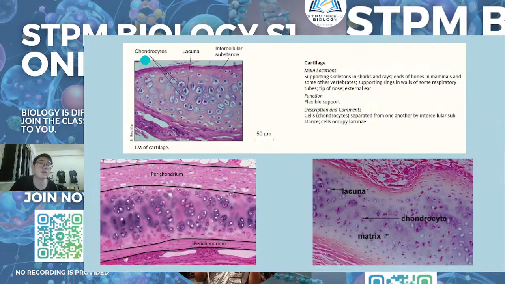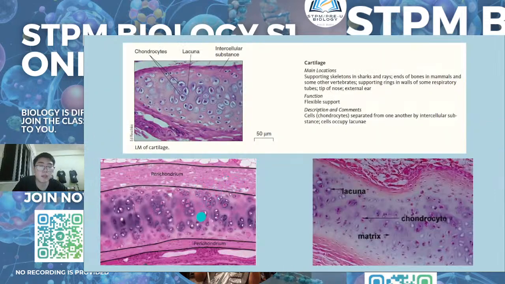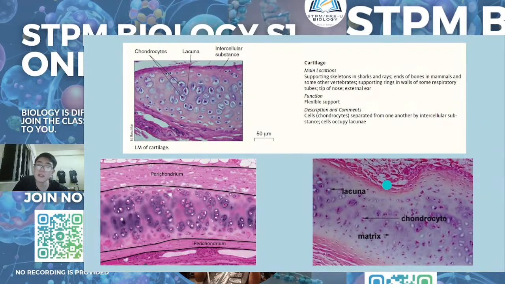And then all of the nutrients and oxygen will be diffused into here, and then our carbon dioxide and waste material will also diffuse out to the blood vessel. So dekat sini dia tak ada blood vessel punya. Blood vessel dekat luar punya. So semua material dia akan diffuse to here lah. And then dia ada perichondrium layer. Perichondrium layer. So ini adalah protective layer to protect the chondrocyte. Okay. Okay, so this is all just the general structure of the cartilage.